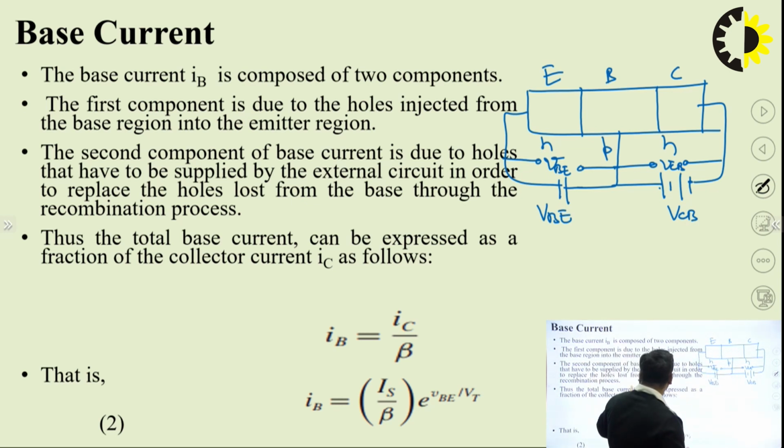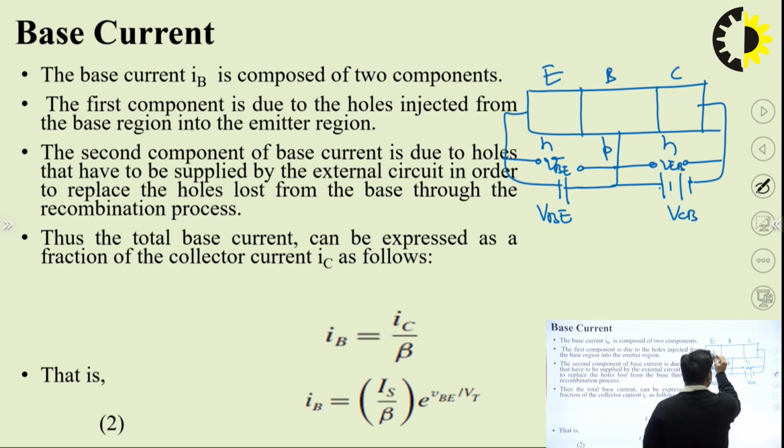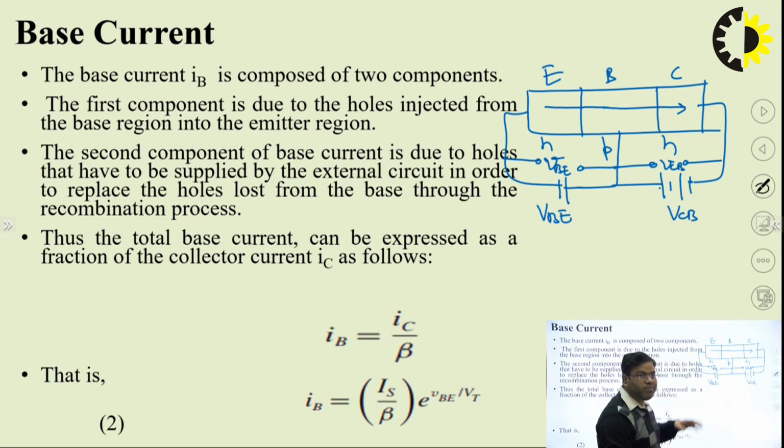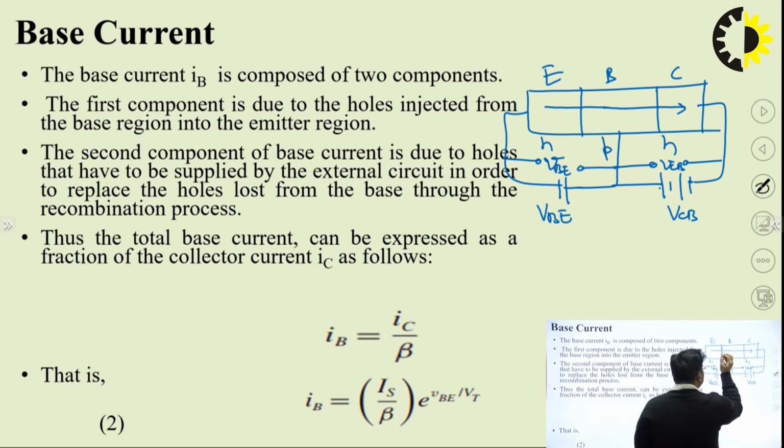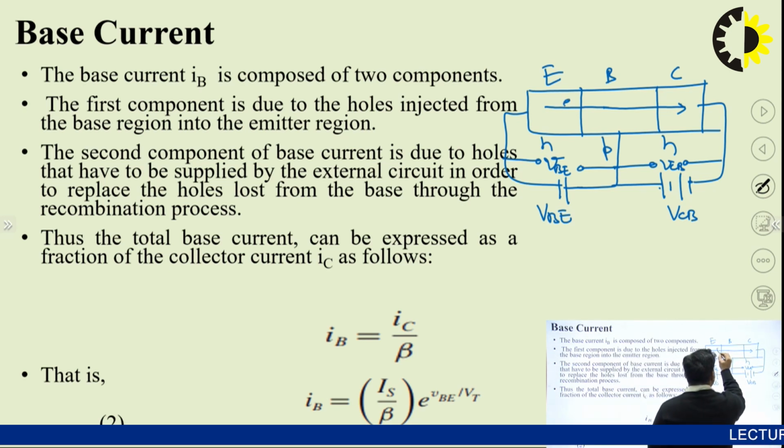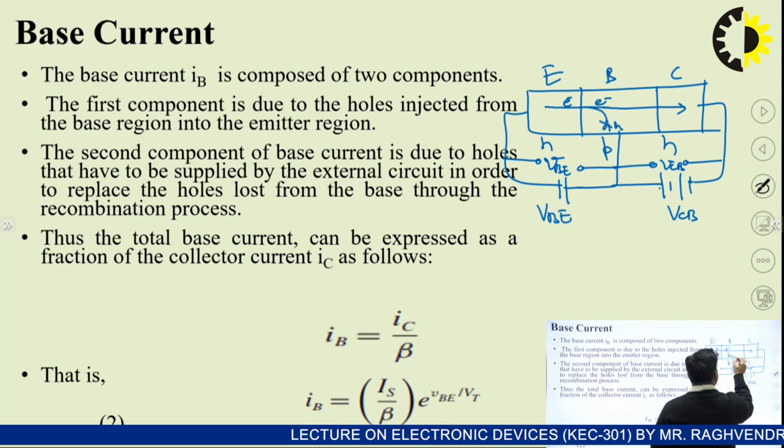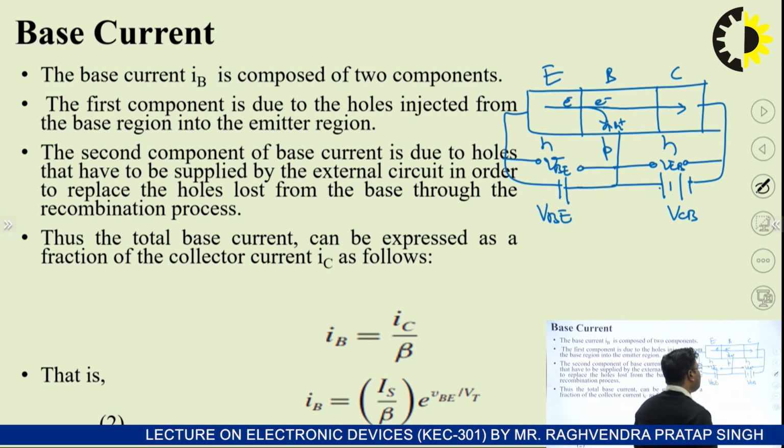So now we are going to discuss the base current. Electrons will be injected into the base, and then collected at the collector. Out of these electrons, this is the flow of electrons, a few electrons will be recombined with the holes which are already available in the base.